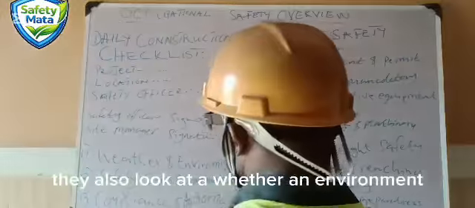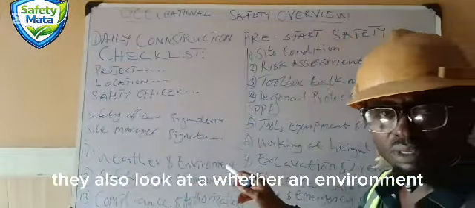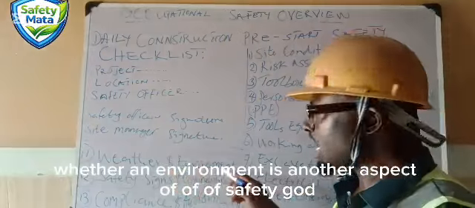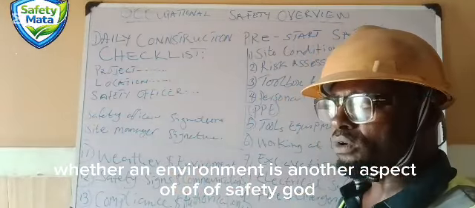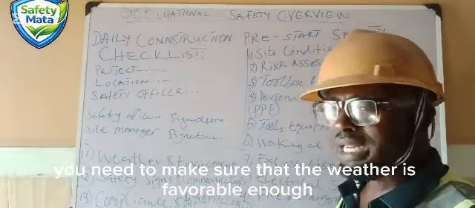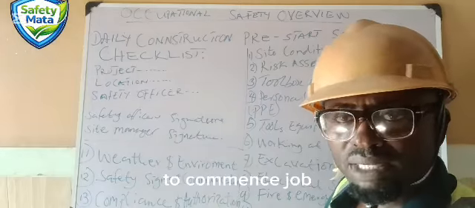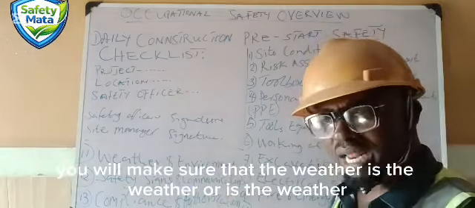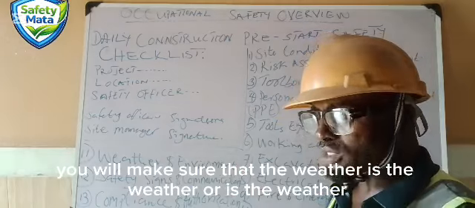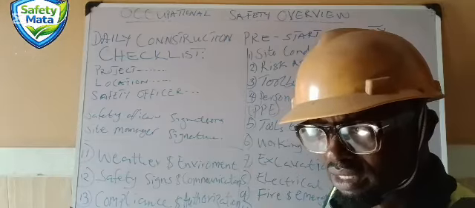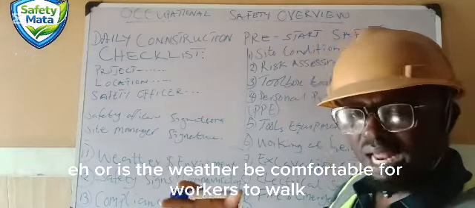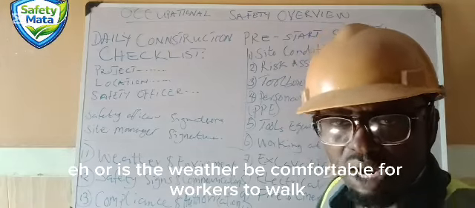They also look at weather and environment. Weather and environment is another aspect of safety, because you need to make sure that the weather is favorable enough to commence the job. Does it have light, or is the weather comfortable for workers to work?